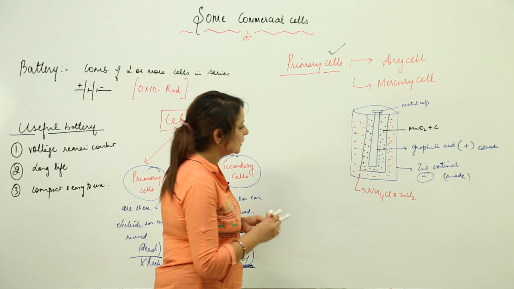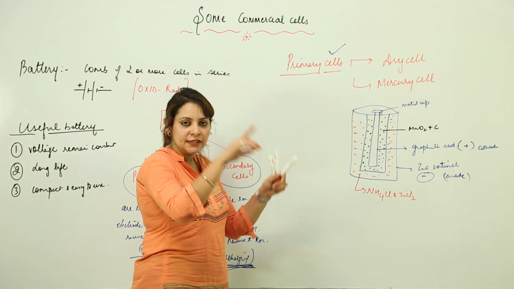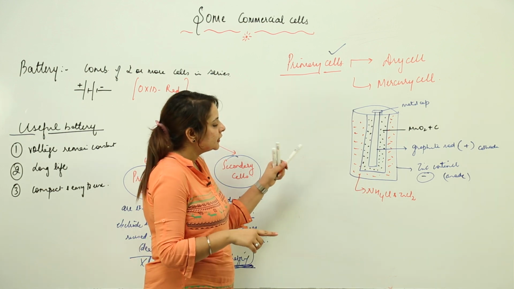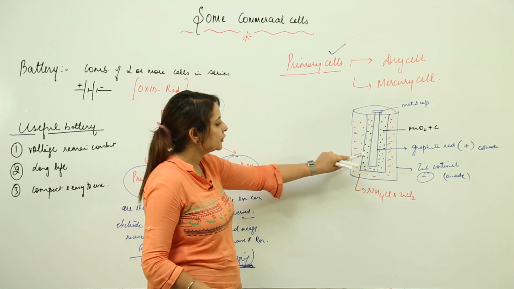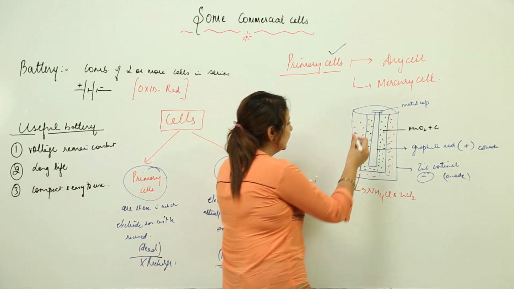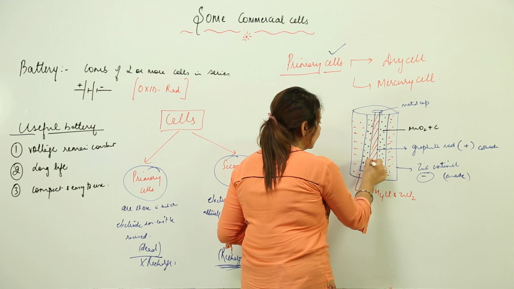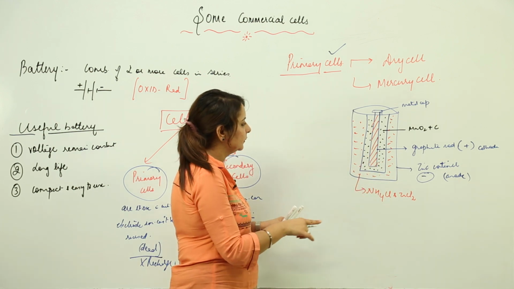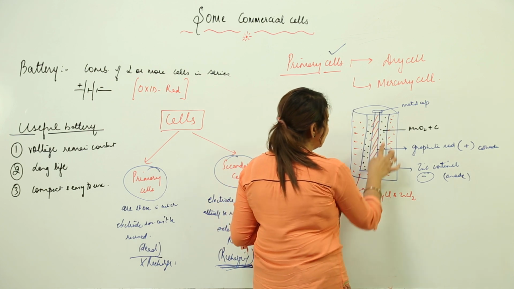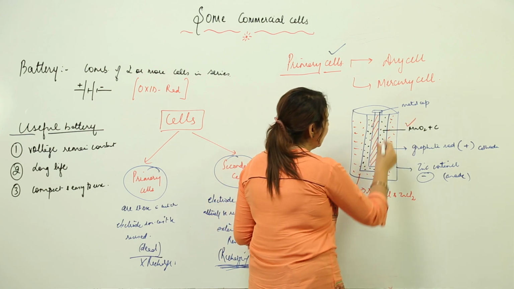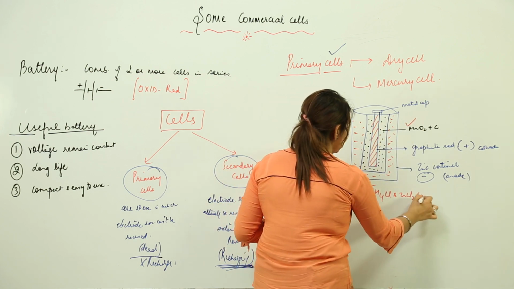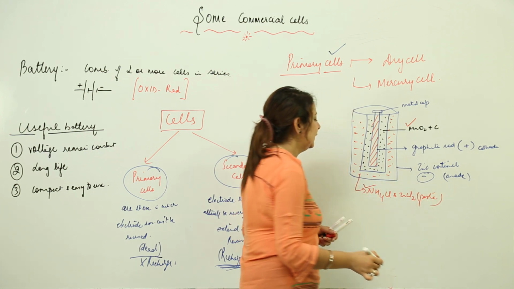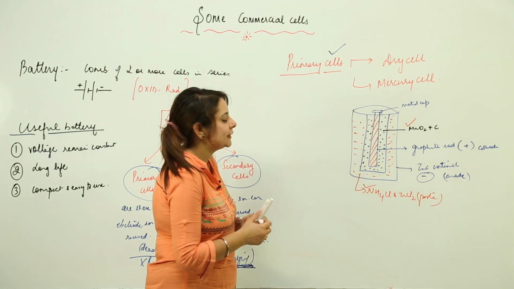So this is the dry cell. I think you got it. It consists of a zinc container, which is acting as the anode. It consists of a graphite rod, serving as the cathode, surrounded by the black substance, that is MnO2 and coke, and the electrolyte which is used is a paste of ammonium chloride and zinc chloride. So this is the dry cell.